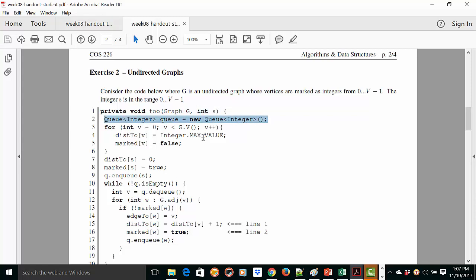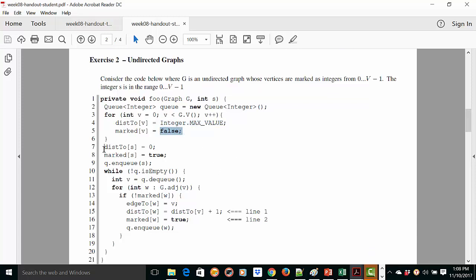So we create a new queue. And then for all the vertices, we initialize 2 arrays. One is distance to v, and we have another array called marked v, false. That means this distanceTo array will contain distances from S to every other vertex in the graph. So we assume that to be the max value, and then we will try to update that as we go. And initially, nothing is marked. So we know the distance from S to S is 0, and S will be marked true.